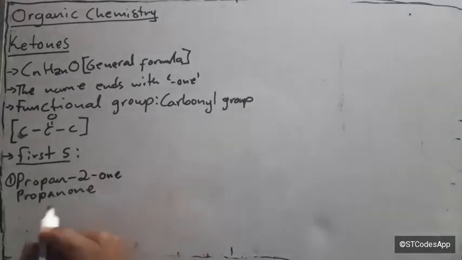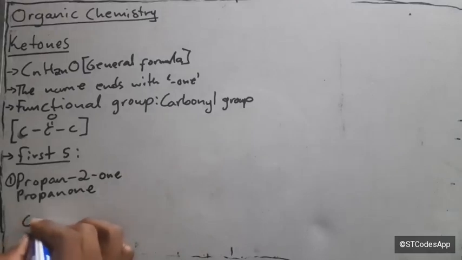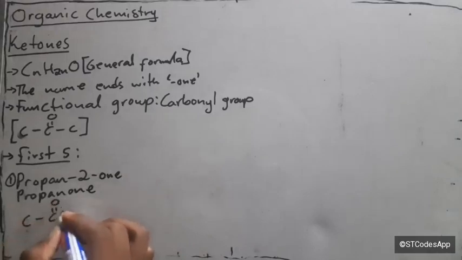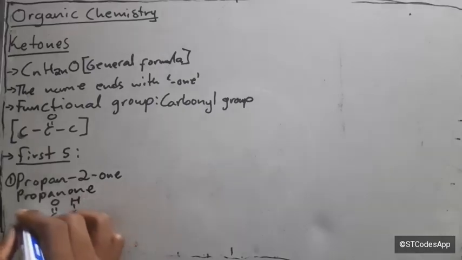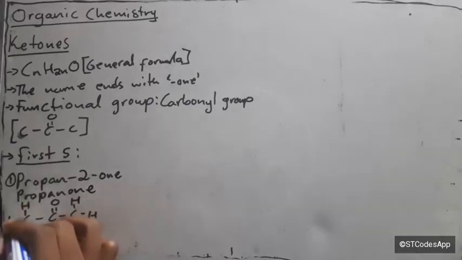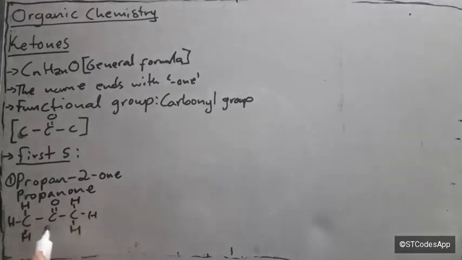This 2, you'll see the meaning of it. It's 1, 2, 3. Well, the 2 tells us that the functional group was found on the carbon atom number 2 here. So this is where we found the functional group, the carbonyl. So that's why propane 2,1 there. And the molecular formula is C3H6 and O there.